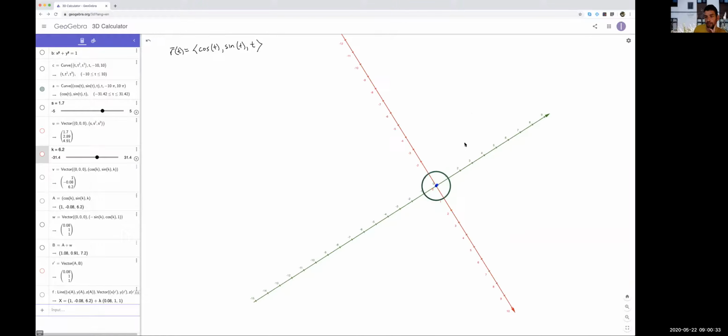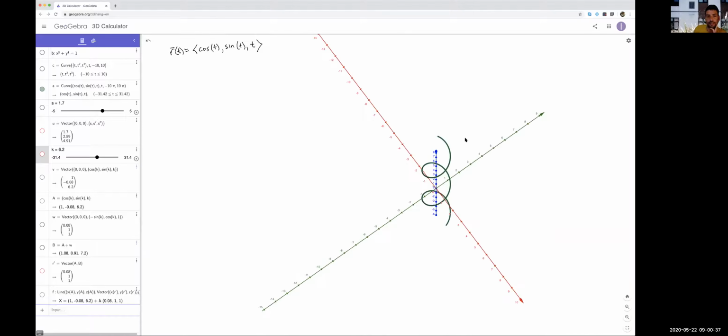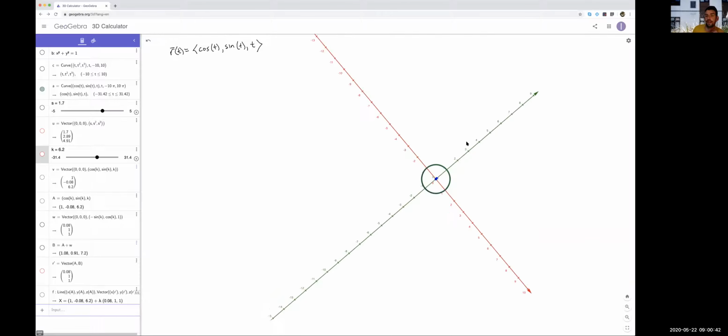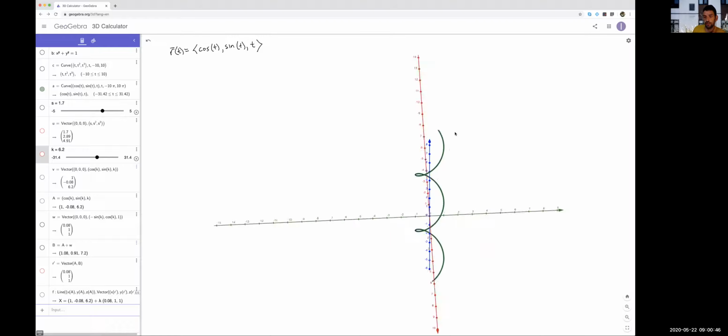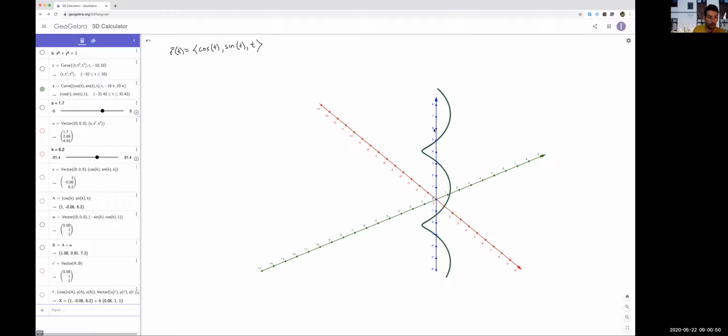It's a spiral wrapped around the z-axis, right? In the x and y components, we've traced out a circle, except as they're tracing out the circle, the z component is changing. So we get this nice corkscrew. Okay, so let's look at a few things.